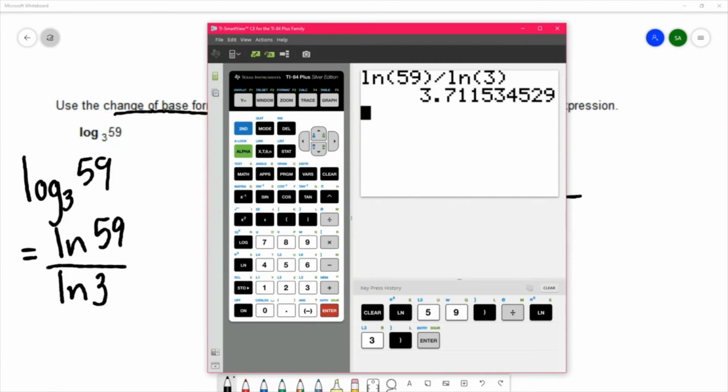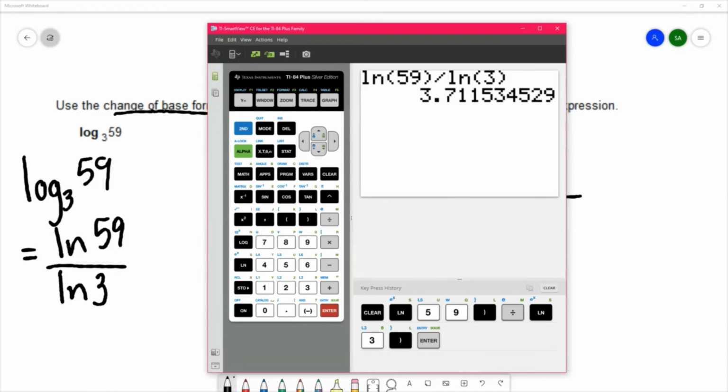And we get an approximation of 3.71. Maybe we'll round to 2 decimal places, 3.712. This calculator is a little bit more advanced. It does have log base 10, the common log, built in, and log base e, the natural log, built in. And it also has a feature in the calculator for being able to type any base. So I thought we'll confirm our answer.